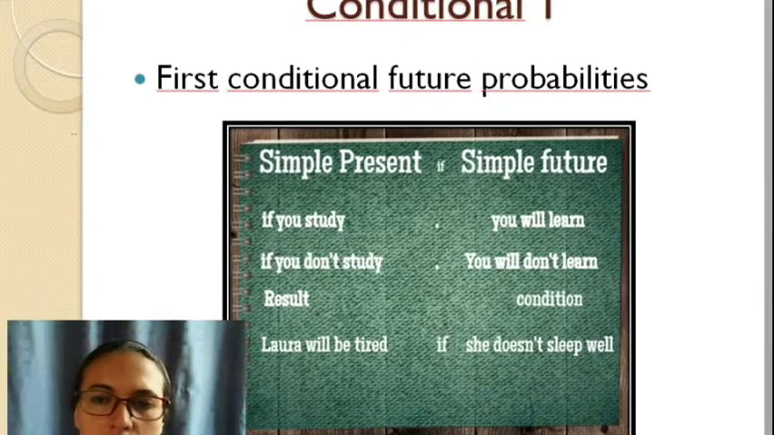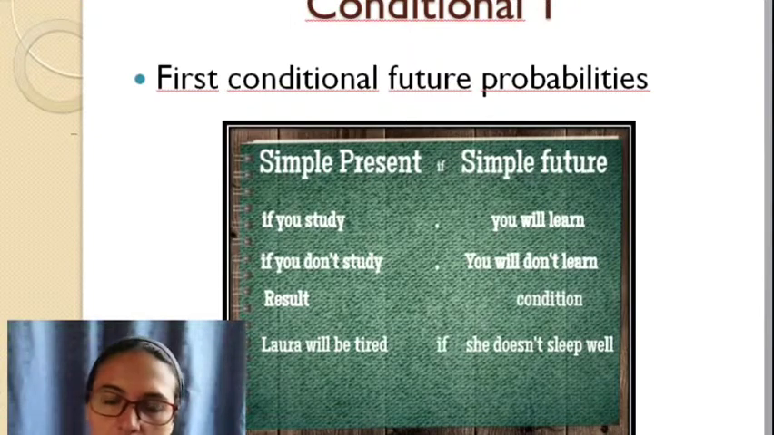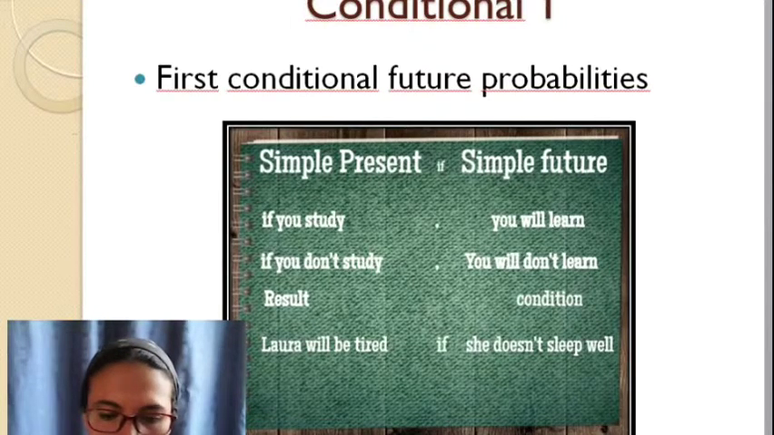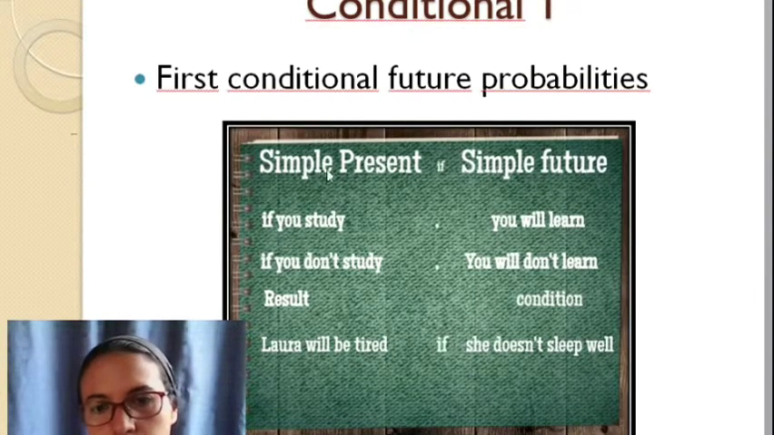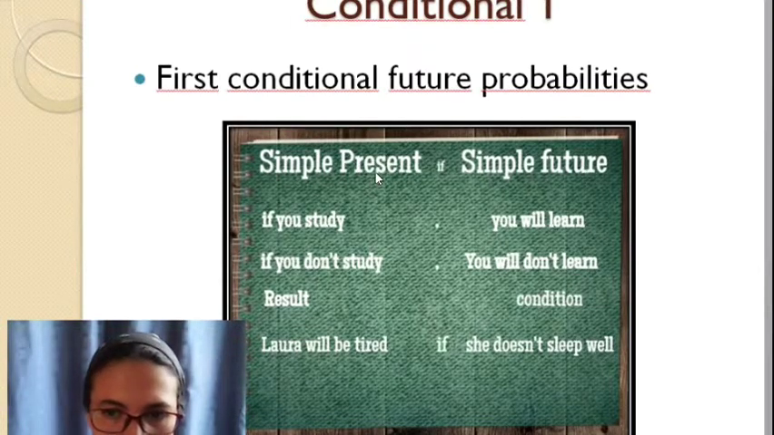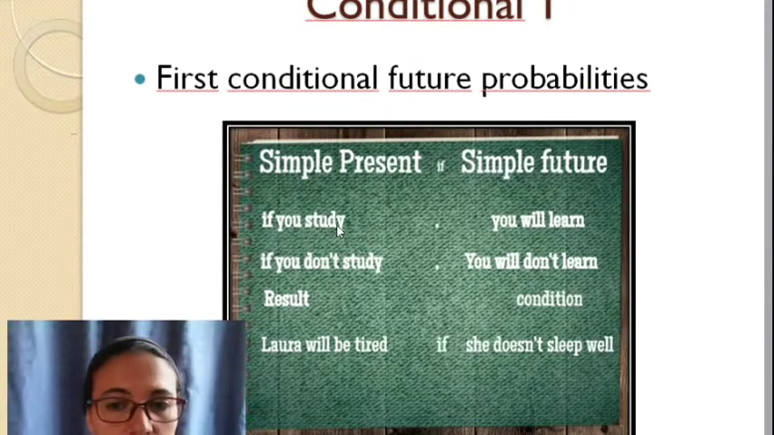Let's look at conditional 1 or first conditional. First conditional is for future probabilities, or a present or future situation of high probability. Note, the probability is about the actions in the if clause, not the other clause, the consequence clause. The first part is simple present, if, and then simple future. Some examples: if you study, you will learn. If you don't study, you won't learn.